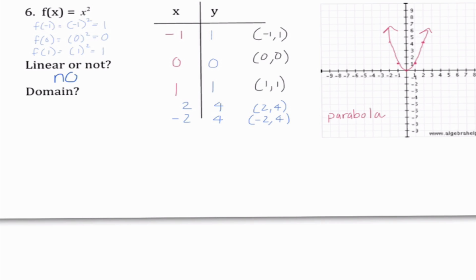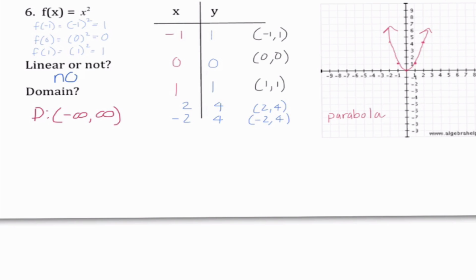If it was linear, it would have the same slope over the whole graph. We can see that only 2 points connect a straight line here. Every other point is not on that same line. Our domain, okay, it looks like once again it goes from -infinity to +infinity because of these arrows.